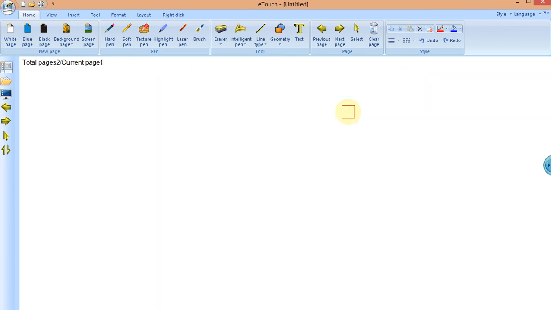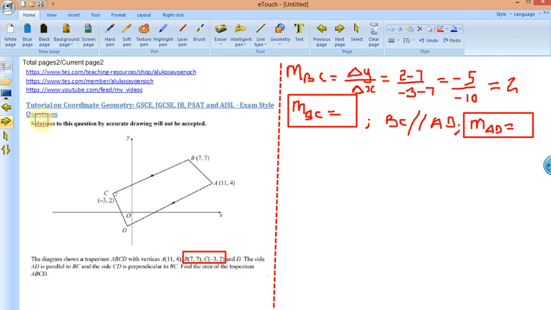Because I opened two pages, okay, so this is half here, because minus 5 divided by minus 10 is 1 over 2. So the gradient of line BC is half, and consequently the gradient of AD, that is m subscript AD, is also half.